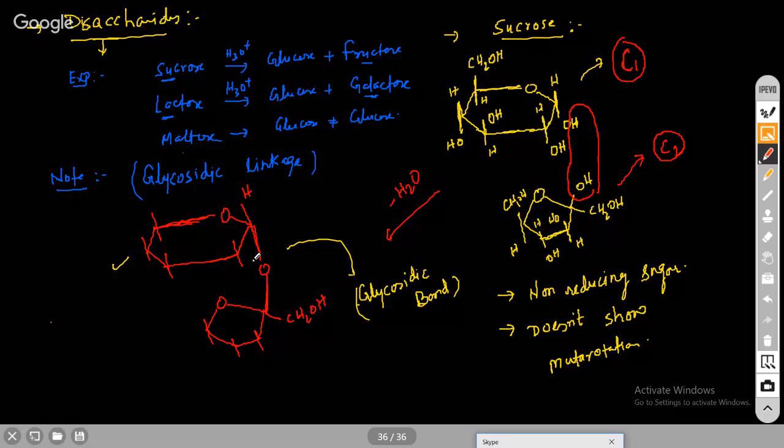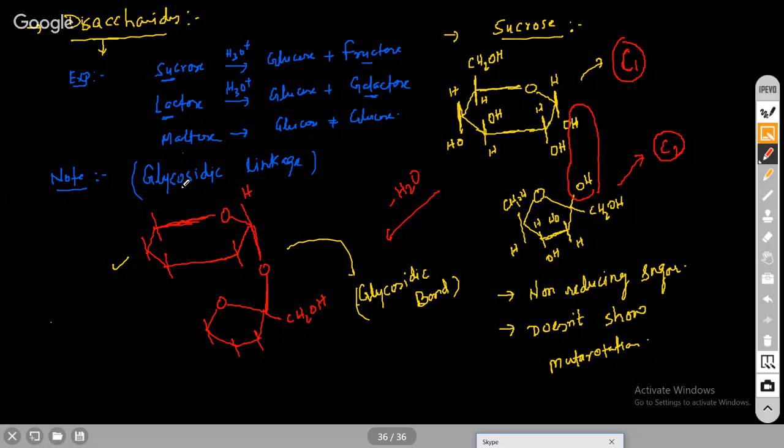Understood? I'll discuss some more examples of this, then you will see how it is reducing and non-reducing. So out of the three I've told you, sucrose, lactose, and maltose, only sucrose is a non-reducing sugar. Understood?